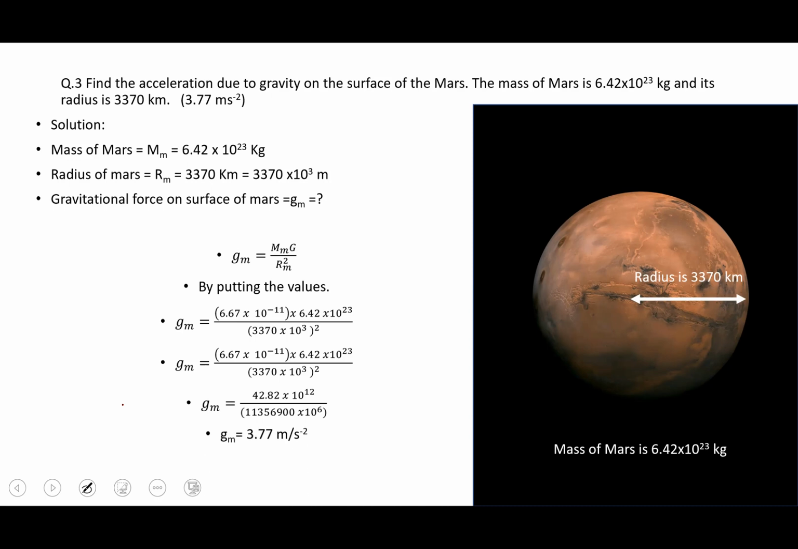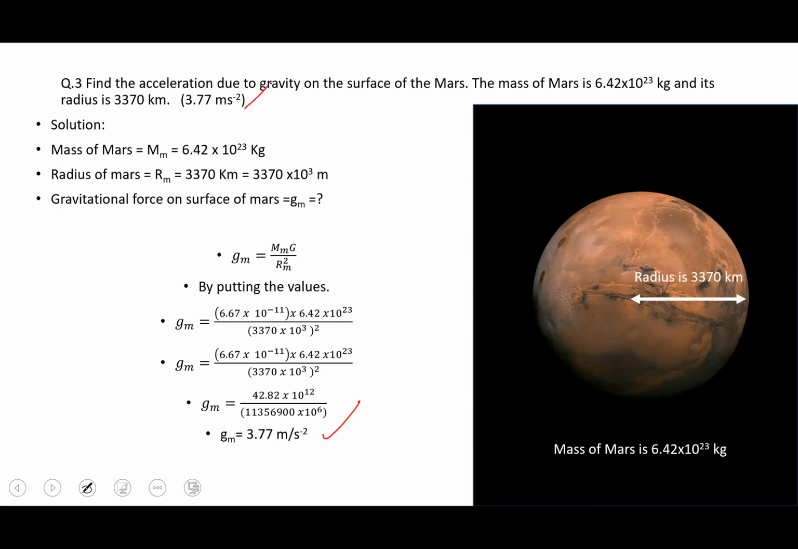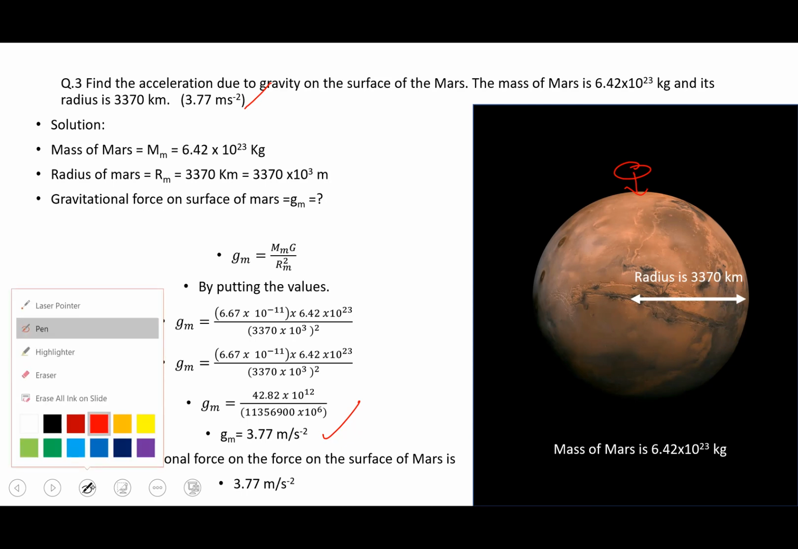Now, if we put this value in the calculator and find out the value of g, it turns out to be 3.77 meter per second square, which is the required answer over here. So the value of g in this case will be 3.77 meter per second square. It is much less than Earth, which has a value of g approximately 9.8 meter per second square, or approximately 10 meter per second square.